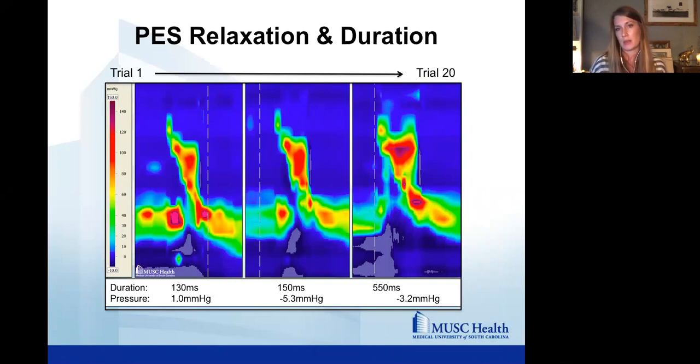Interestingly, again, we talked about in the TIF study in normals where there was a trend towards patients being able to relax the PES but not reaching statistical significance. It'd be interesting to do this study in patients with dysphagia, impaired patients, because you see this example here.